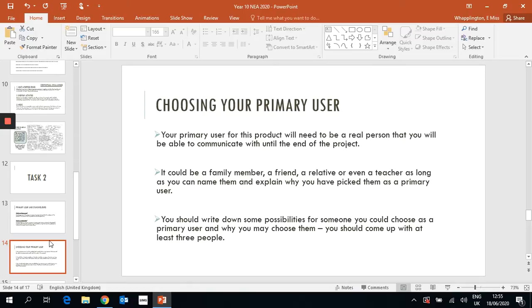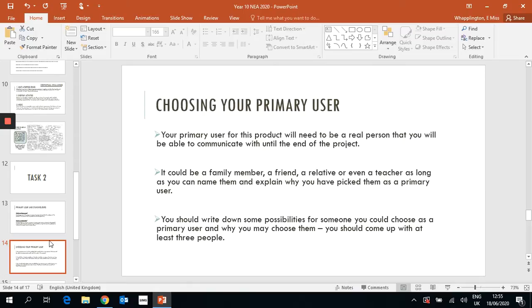It could be a family member, it could be a friend, it could be a relative, it could be a teacher, it could be somebody that isn't related to you and isn't a friend. They do need to agree to do it, so ask them first, because obviously you'll communicate with them about the product and get them to test it.